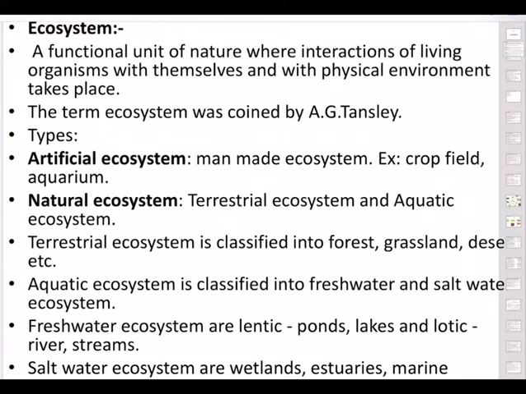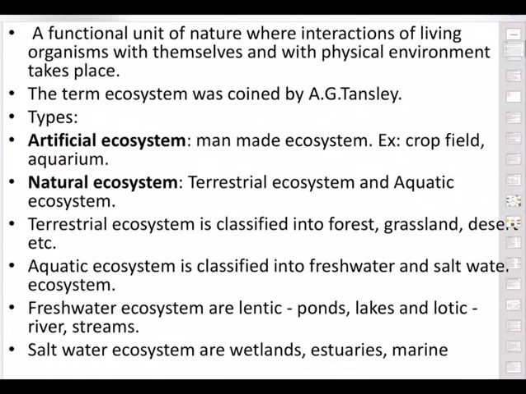And this term ecosystem was coined by a scientist called A.G. Tansley. Remember this for your UPSC exam. The term ecosystem was coined by A.G. Tansley. And there are two types of ecosystems. One is the artificial ecosystem or man-made ecosystem. You have seen in our biology lab, the fish aquarium. That's man-made, we made it. And a crop field. Whereas a natural ecosystem is the ecosystem that has been taking place in a natural way.